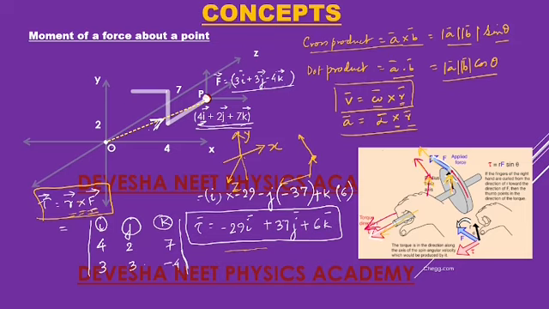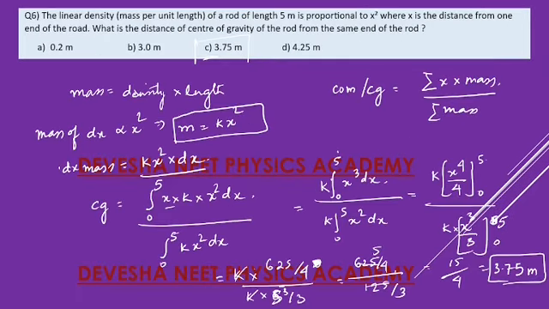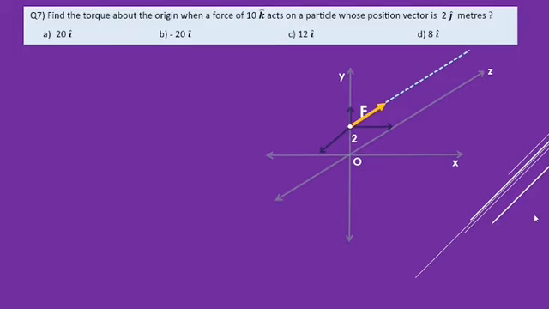So in the previous video sessions, we have solved from question number 1 to question number 6. So in this session, we will be solving from question number 7 onwards. So this is question number 7. In this question, it is stated that there is a force of 10k. So let's understand what it means.